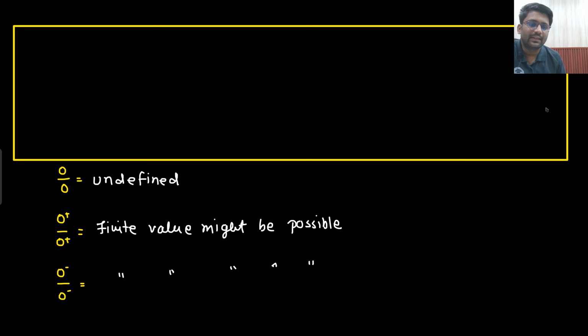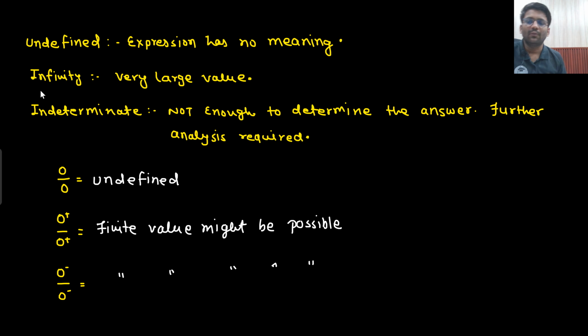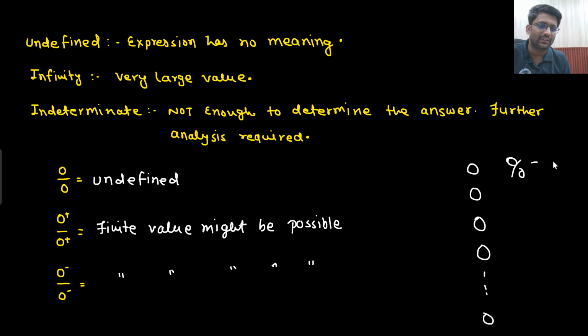Let's understand the meaning of all these three terms. What is the meaning of undefined? The expression has no meaning. There is no meaning of 0 by 0. Tell the table of 0 how many times such that you get 0. Someone will say I will tell the table 1 time, someone 2 times, someone 3 times, someone 4 times, someone 10,000 times. Everyone can say something; someone will say 0 by 0 is 1.